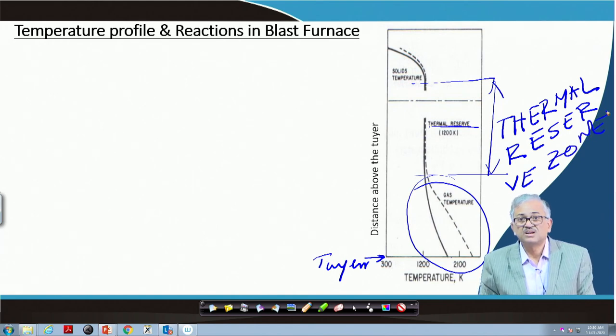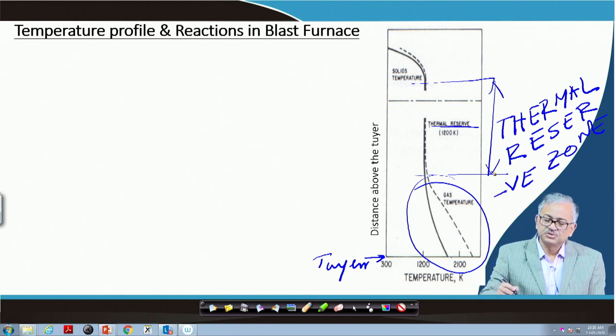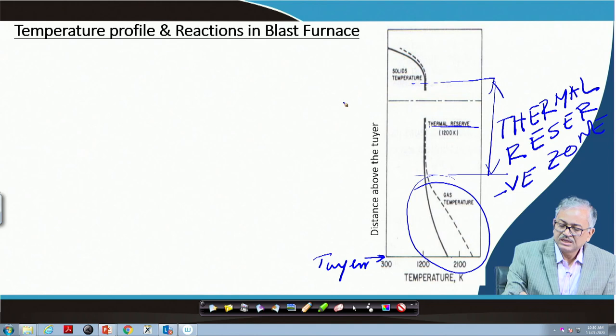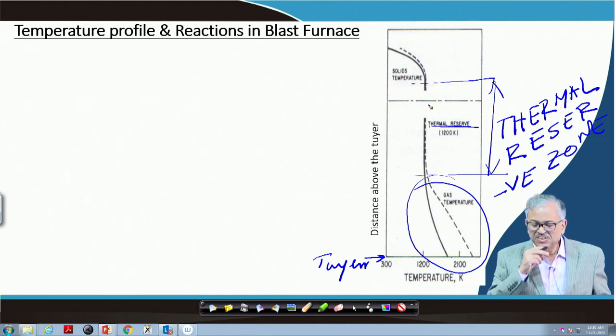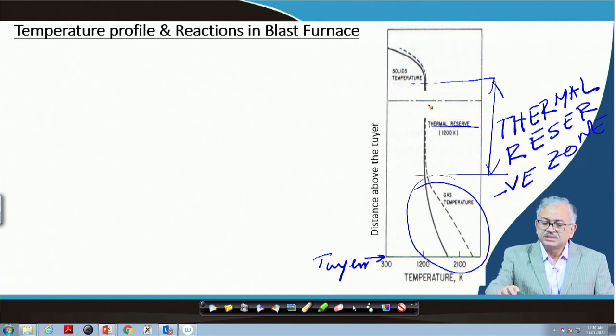So this is called the thermal reserve zone, okay. And above this there is also a region where the FeO reaction comes to equilibrium, which we will come to later on. So this is the thermal reserve zone.